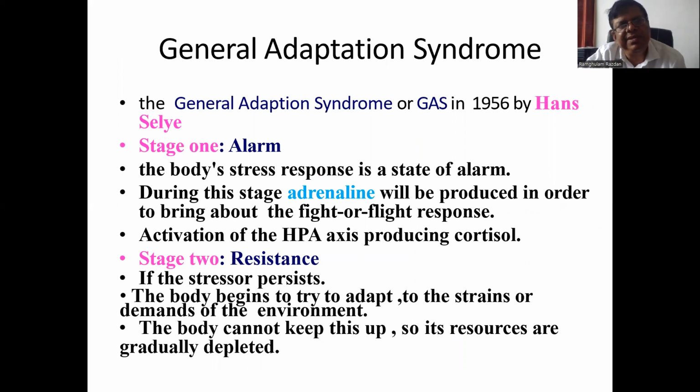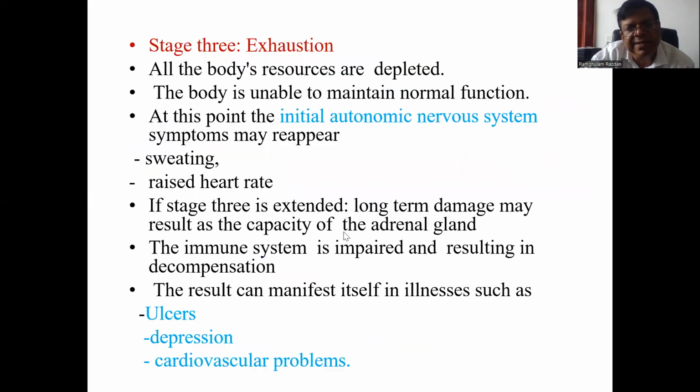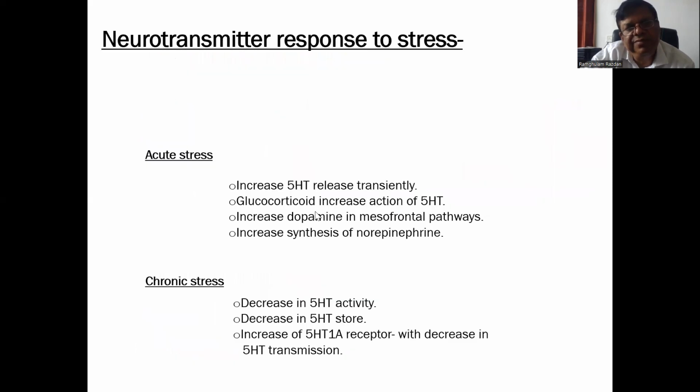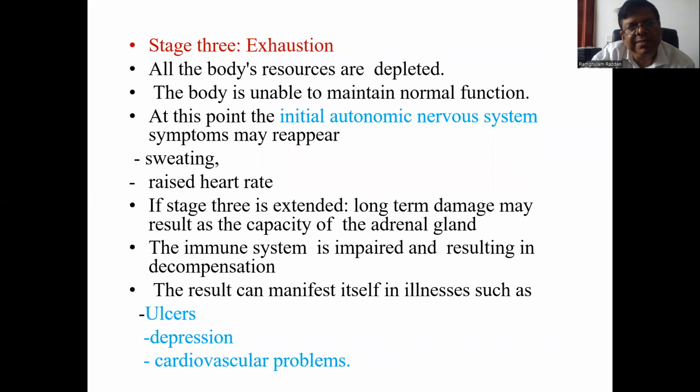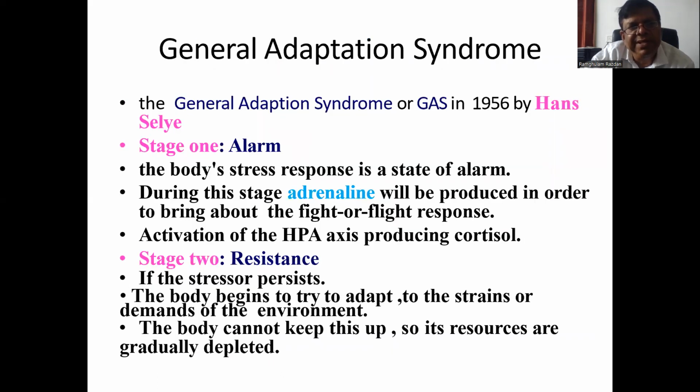Now, the term used is general adaptation syndrome. The general adaptation syndrome, or GAS, was described in 1955 by Hans Selye. And according to him, there are certain stages. First is the stage of alarm, second is the stage of resistance, and third is exhaustion. These are the stages that we have to understand.